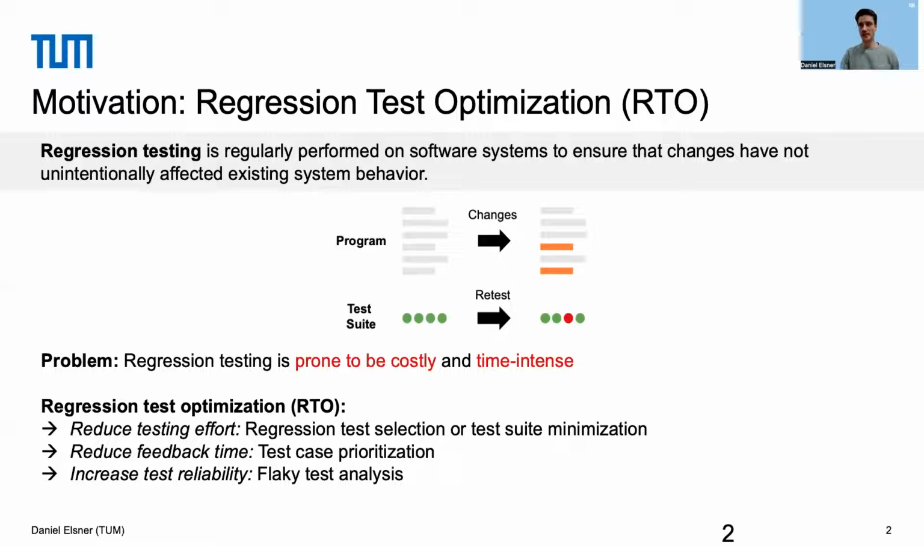Regression test optimization, RTO, tries to reduce the testing effort, for instance, by selecting tests or minimizing the test suite overall. It tries to reduce the feedback time, for example, by prioritizing test cases with the objective of finding faults early in the process of testing. And it also tries to increase test reliability by providing suitable techniques for flaky test analysis, so reducing the flakiness inside the test suite.